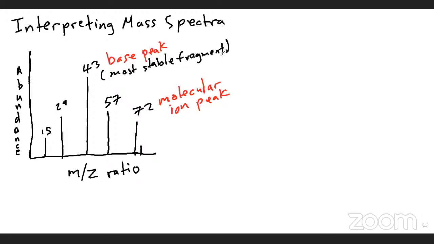Now, some mass spectral data, not all of them, right after the molecular ion peak, you will see a short line after it. So this line, right after the molecular ion, and you will not see a number on it. That is referred to as the M plus one peak. So the molecular ion peak, that is the M plus peak, right?